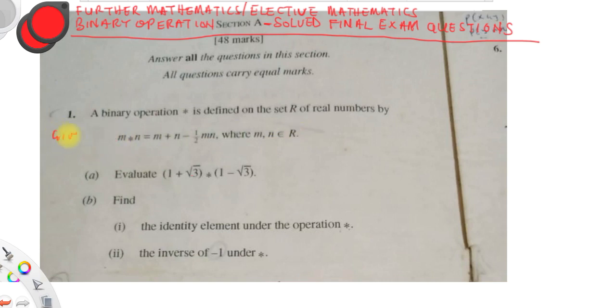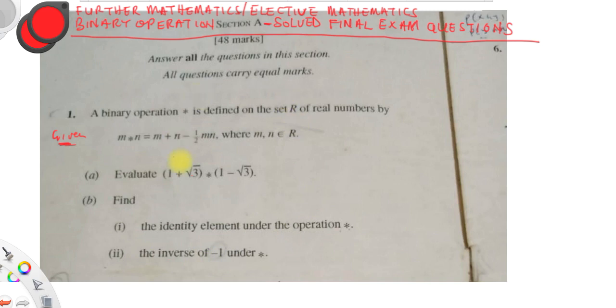Write the question again because you don't have much space. In your answer booklet, you have to write the question down. A, evaluate 1 plus square root of 3 star 1 minus square root of 3. B, find I, the identity element under the operation, and the inverse of negative 1. This is interesting, guys.